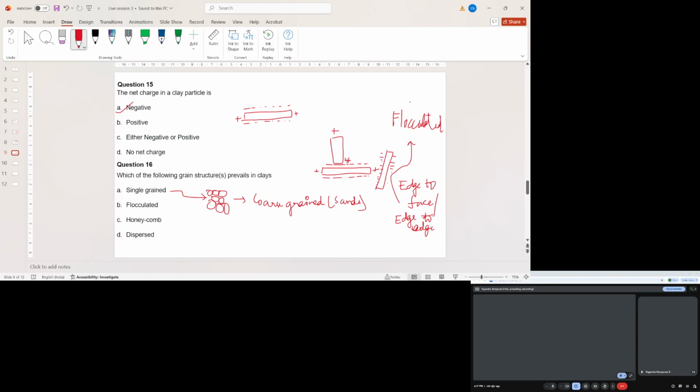Right. And dispersed is where, due to some external agencies, the particles tend to arrange like this: positive, negative, negative, negative, positive, negative, negative, negative, negative, negative, negative, positive. This is a face-to-face arrangement. This is dispersed.